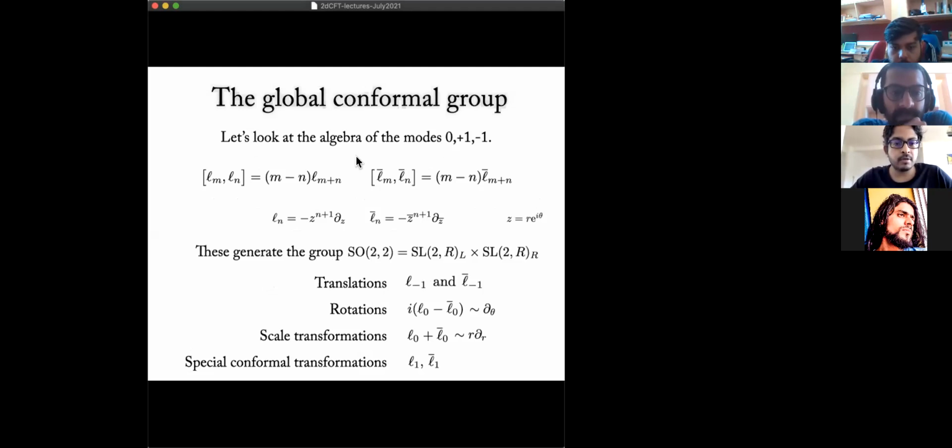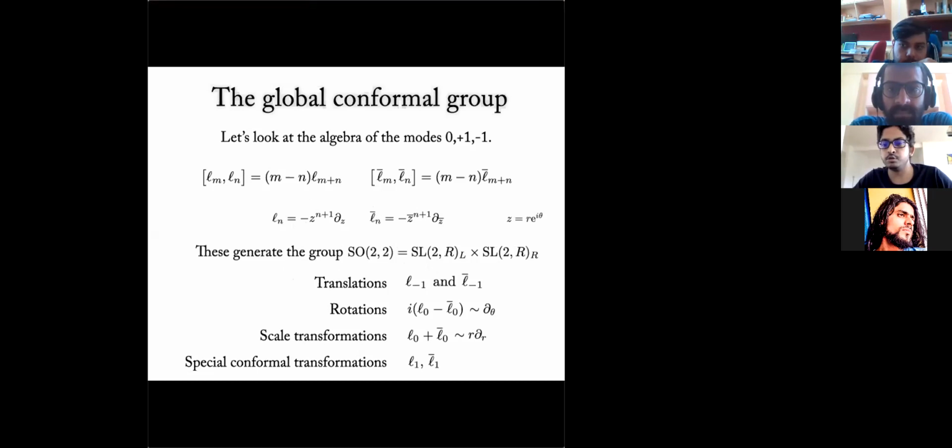Now we can look at the algebra of the modes 0, plus 1 and minus 1. That's again given by this, but the modes take these values. Once again, these can be realized using these differential operators, which is this. And these two commutation relations, the generators of these, generate the group SL(2,R) on the left and SL(2,R) on the right, which is SO(2,2). And this is the global conformal group in 2 dimensions.